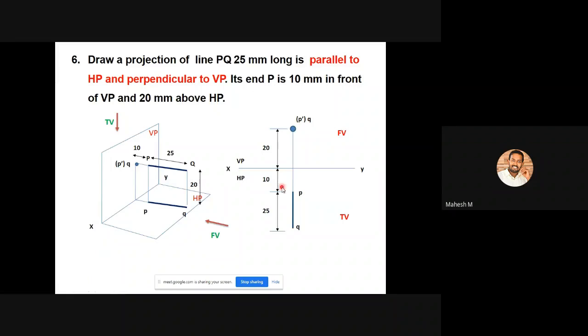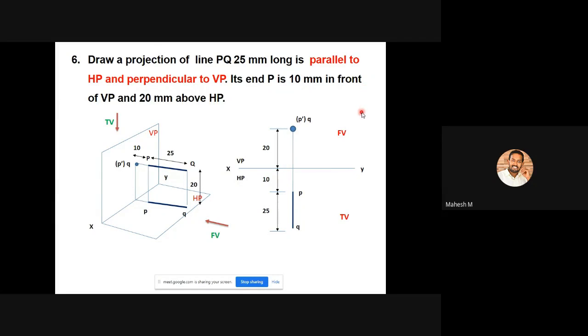That means you have to create a reference line and you can name it as X and Y. Then you have to mention it as VP and HP. Next, you have to pick the point called P. So this P should be 10 mm in front of VP.